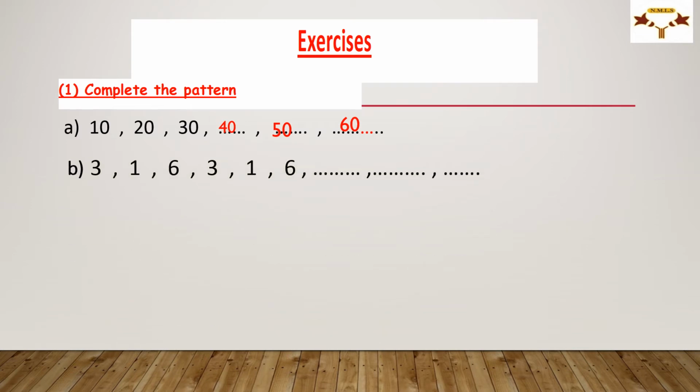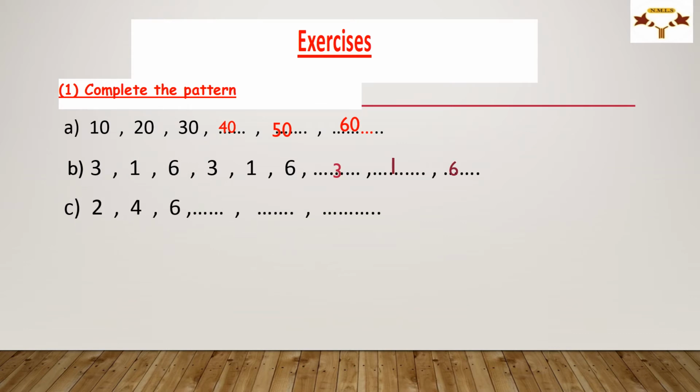Okay, let's see the next one. Here I have 3, then 1, then 6. Another 3 and another 1 and another 6. So this pattern is repeated. Here I have 3 and here 3, here 1, here 1, here 6, here 6. So each time I repeated 3 1 6, 3 1 6. So the next after 6, you can guess. Excellent, it will be 3, then 1 and 6.